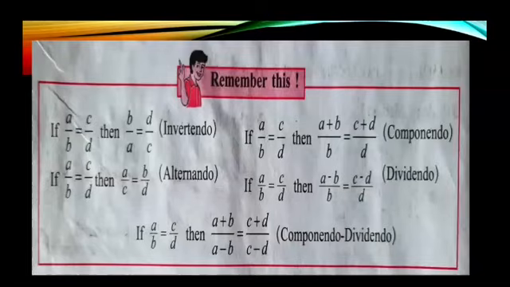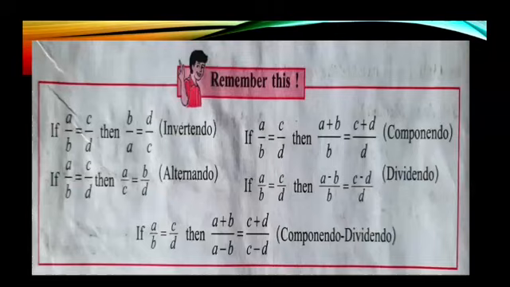Children, remember this always, that if A upon B is equal to C upon D, then B upon A is equal to D upon C. That is invertendo. We have inverted them. Okay. Now alternando. If A upon B is equal to C upon D, then A upon C is equal to B upon D. Things are getting alternate.